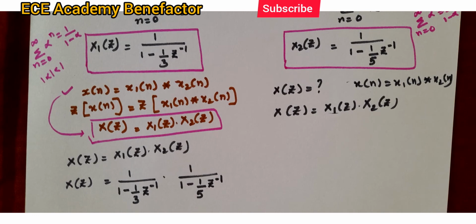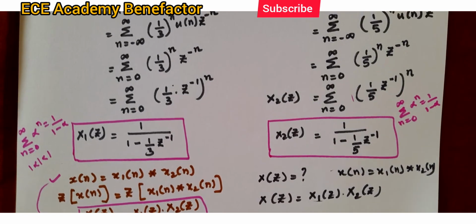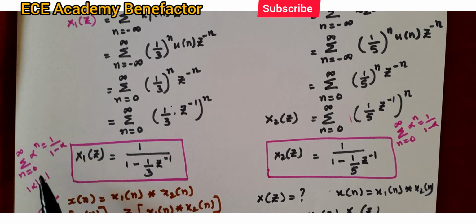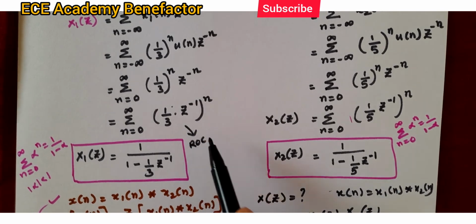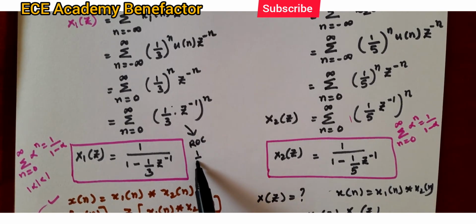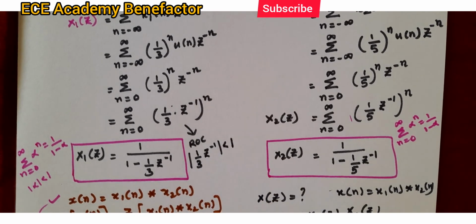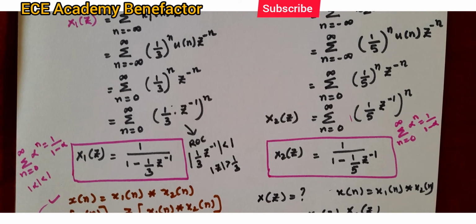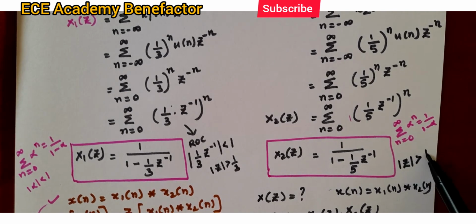What is its ROC? The ROC for this part is for x1 of n. How to find the ROC? For alpha to the power n, alpha should be less than 1. So, here the ROC is 1 by 3 z to the power minus 1 less than 1. So, what will it come to? Mod z greater than 1 by 3. For this term the ROC is mod z greater than 1 by 3. For this it will come mod z greater than 1 by 5.